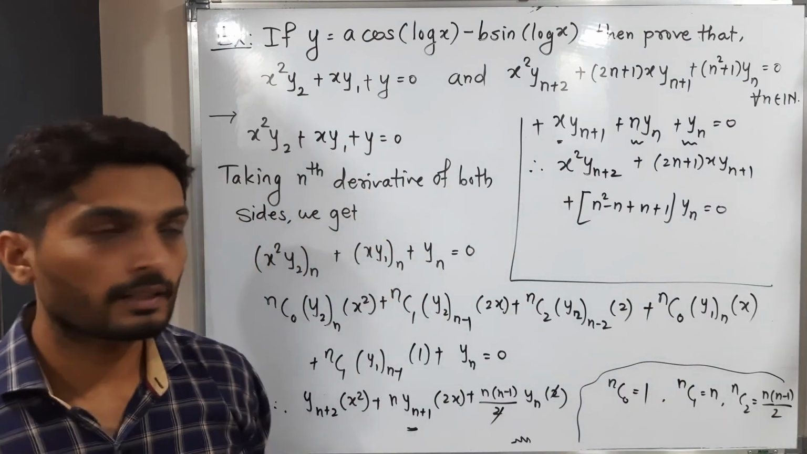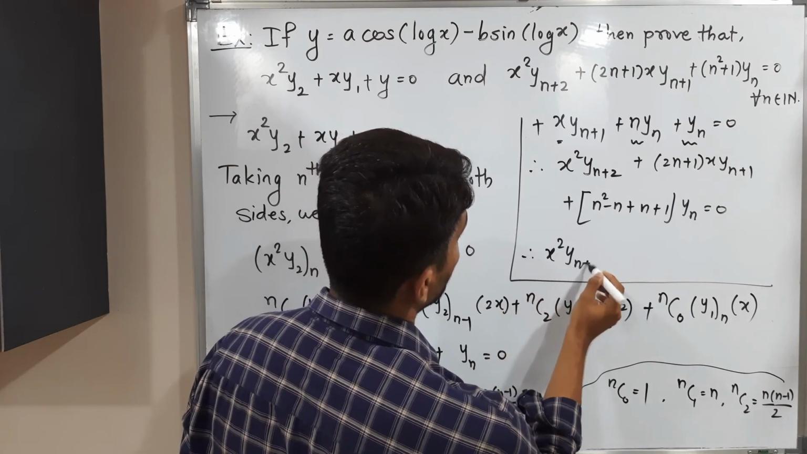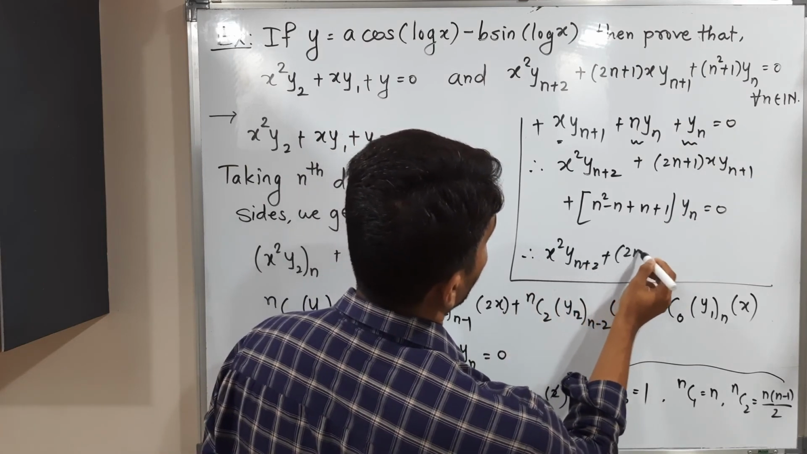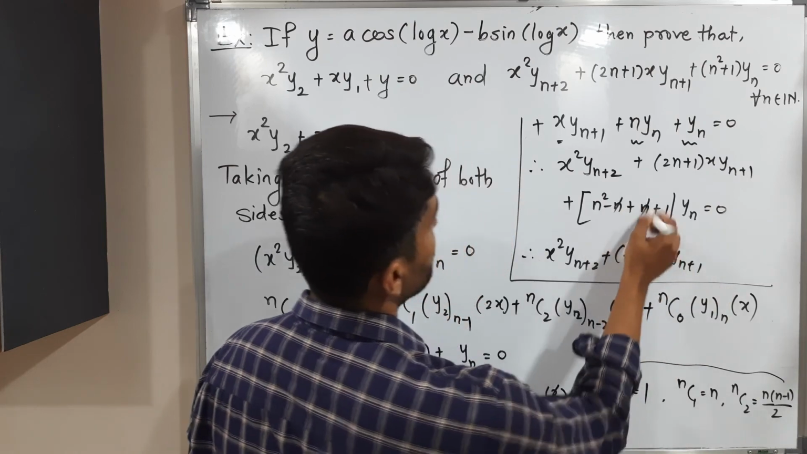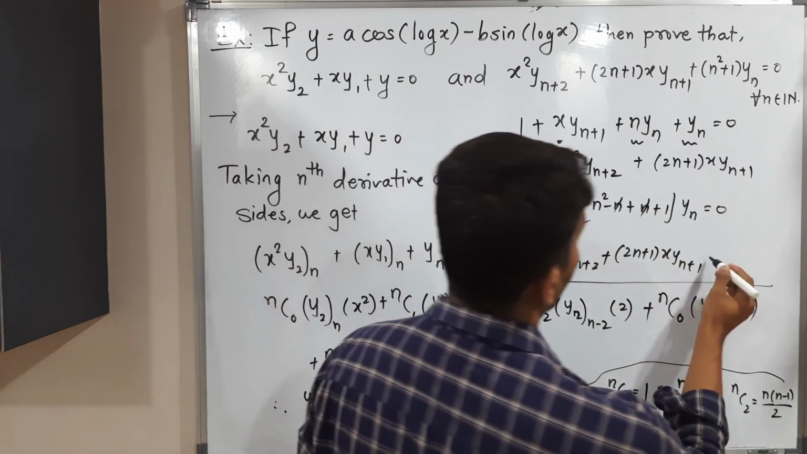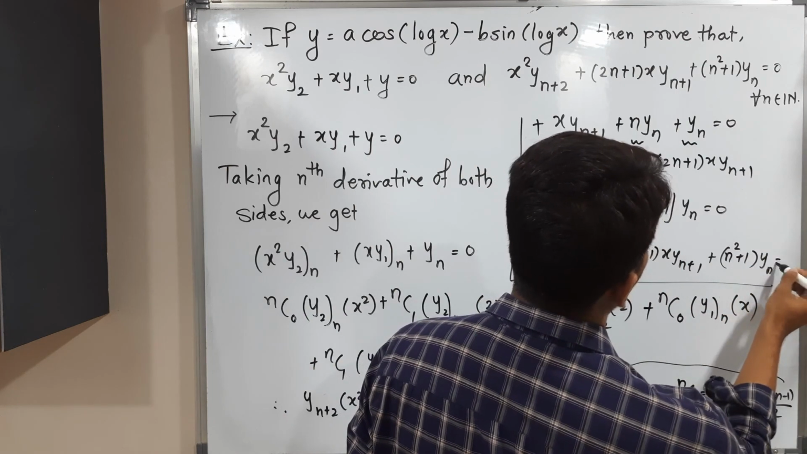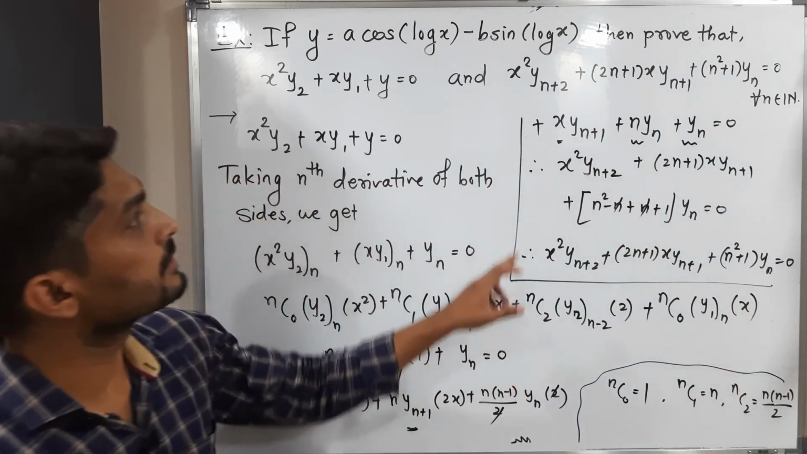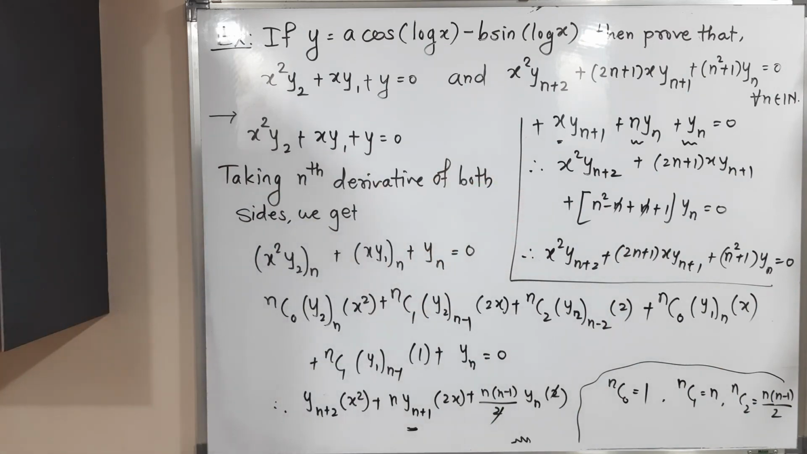Let us simplify it further and write the last step. Therefore x square yn plus 2 plus 2n plus 1 x yn plus 1. Here minus n and plus n will get cancelled, and you will have plus n square plus 1 y is equal to 0. So this is the required answer. In this way we completed this example. Make a screenshot of it and then we'll stop. Thank you. Bye bye.